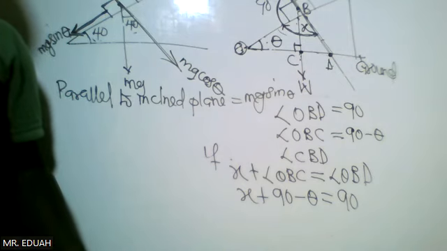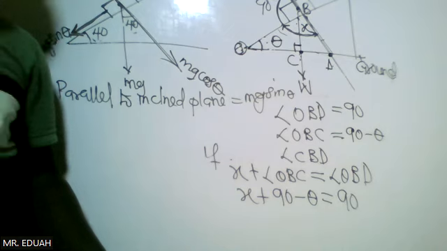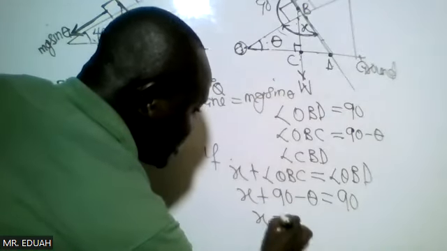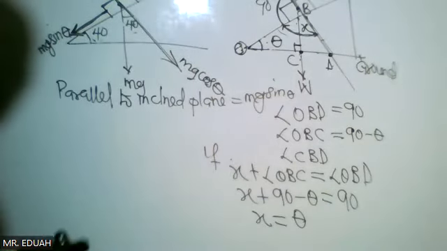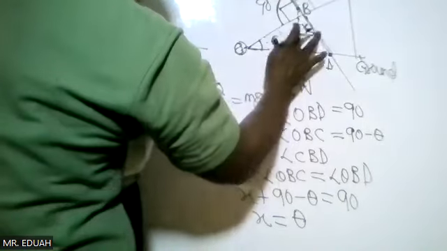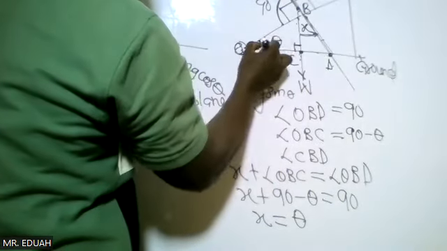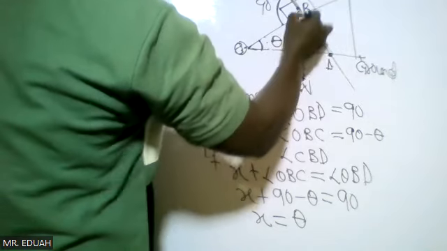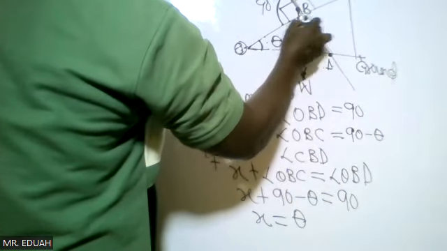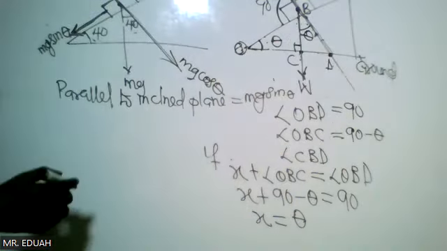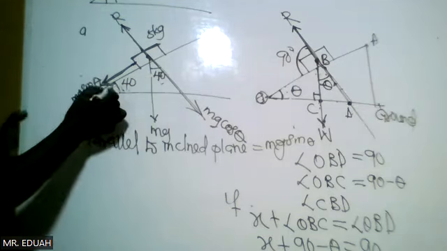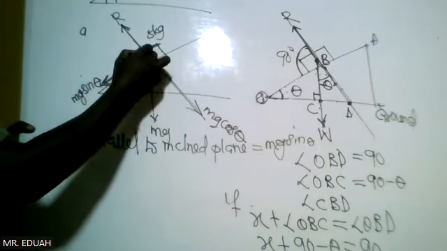Gerard. The X is theta. So you realize that the angle X is equal to theta. That is the confirmation that if you're on an inclined plane, if the angle of tilt is theta, then the angle between the weight and the mg cos theta will also be theta. That's the reason for which, if this is given as 40, this is also 40.